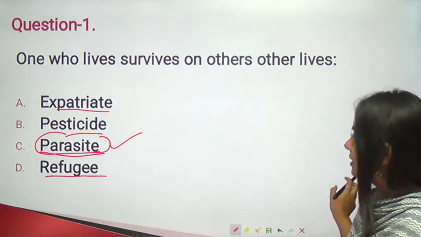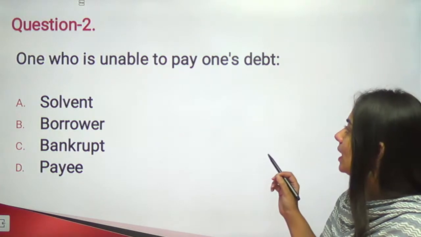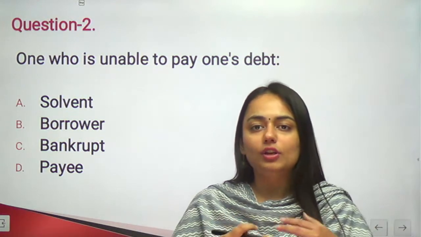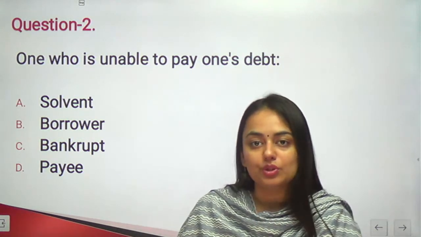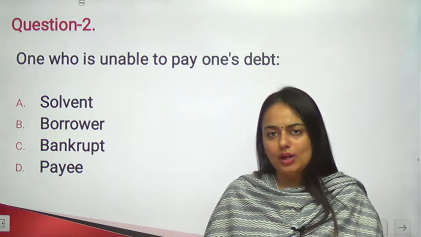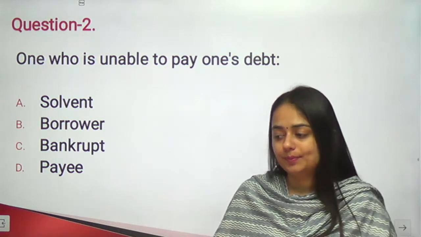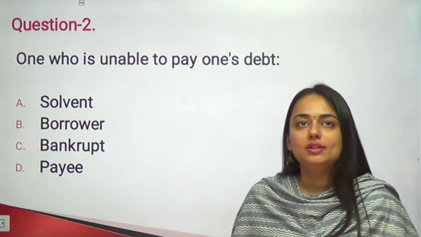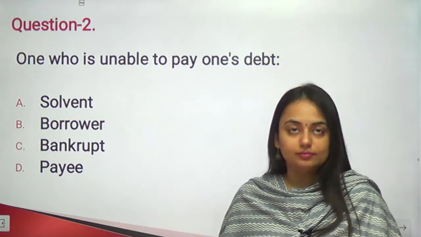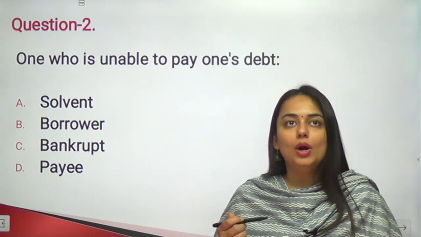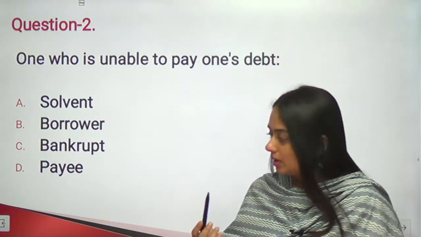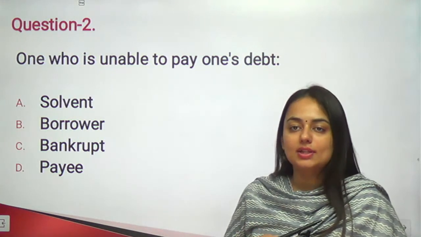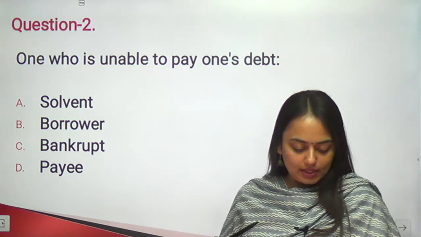Let us see if you can answer the second one. One who is unable to pay one's debt. People often take debt, they take loans. What if they are not able to pay back that same amount with the right interest? What are they known as? People who are unable to pay back the debt or the money they have borrowed. What is it known as? One who is unable to pay one's debt. All the words you are seeing here are jargon of economics or commerce. Which one should be the right answer?